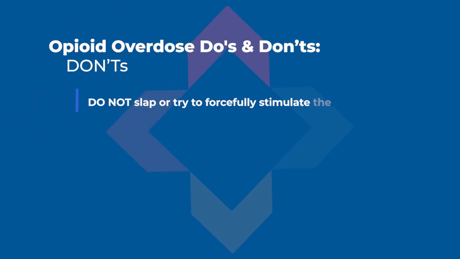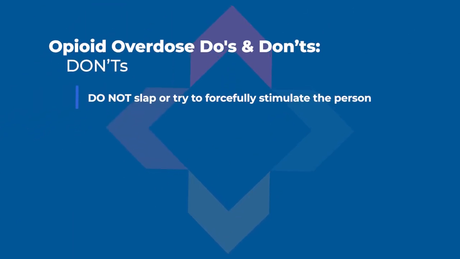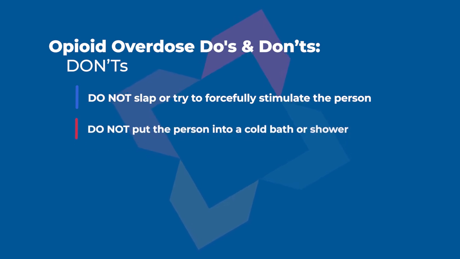Now, for the don'ts. Do not slap or forcefully stimulate a person who's overdosed. It will only risk causing further injury. If shouting, rubbing your knuckles on their sternum, which is the center of their rib cage, or light pinching won't wake them up, he or she may be unconscious. Do not put that person into a cold bath or shower. This also increases the risk of falling, drowning, or going into shock.